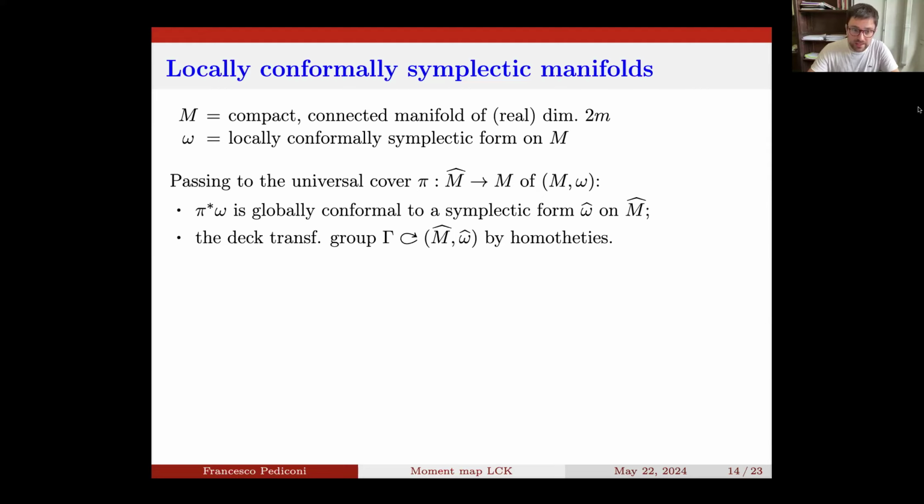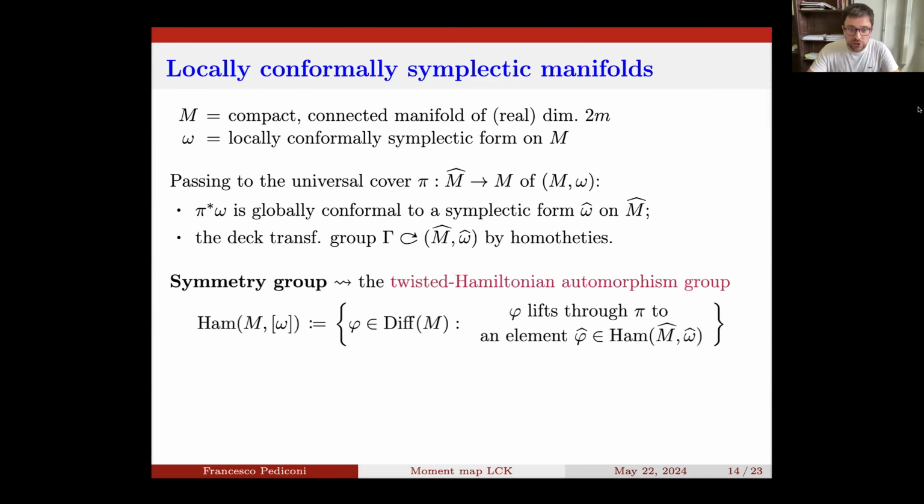And moreover, the deck transformation group gamma of the cover acts on M hat by homotheties. Okay, so it scales the symplectic form. This is actually useful because this gives us a candidate for a good notion of gauge group in this locally conformally symplectic world.